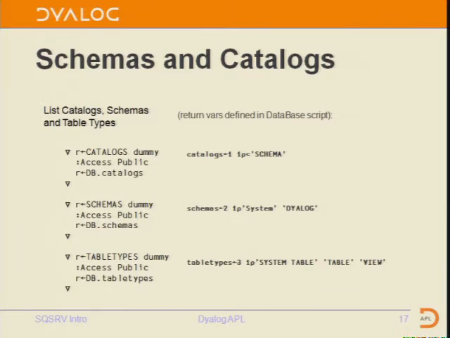The data dictionary calls at the moment are extremely simple. They're just returning those variables that we were setting up in the database script. They have some number of columns. These are very simple, yeah. These first 3. Catalogs, there's only 1. Schemas, there are 2. And we have 3 table types.